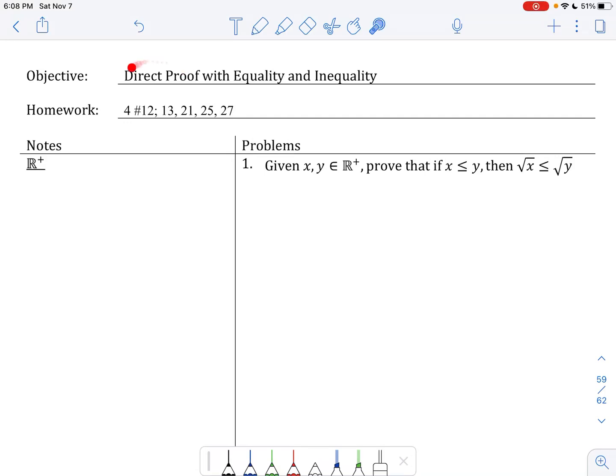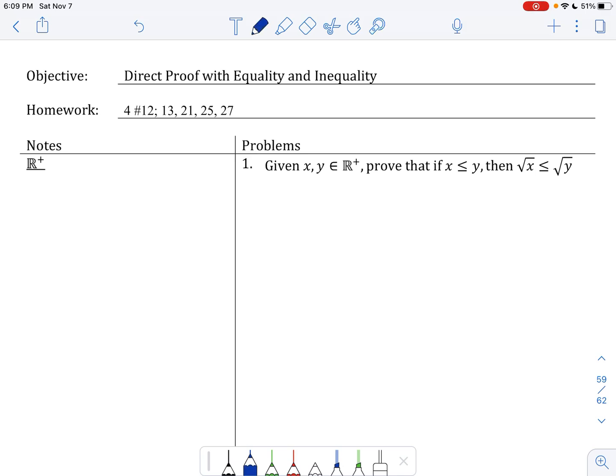Hey, so we're going to start our last day talking about direct proof. It's not going to be our last day practicing it. We will see this method of proof come up again and again. This is our last day doing practice from chapter 4. And we're going to talk about equality and inequality proofs. So things like this. Now, let's get yourself ready for notes.